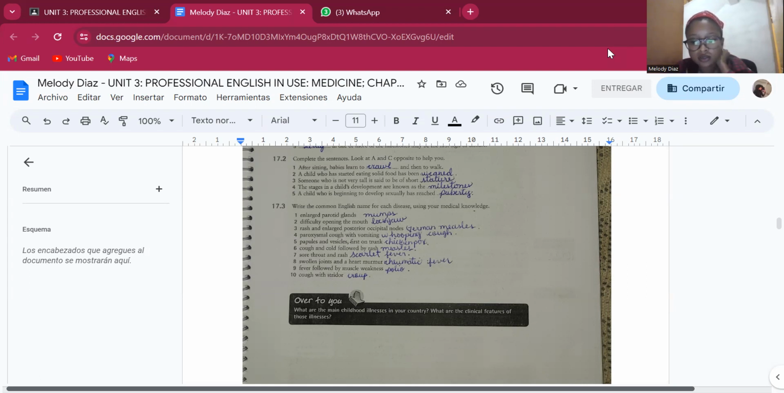Number 8, swollen joints and a heart murmur, rheumatic fever. Number 9, fever followed by muscle weakness, polio. Number 10, cough with stridor, croup.